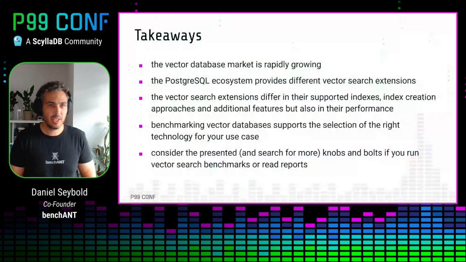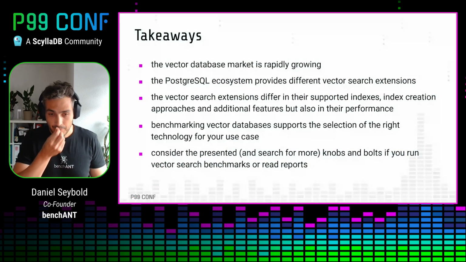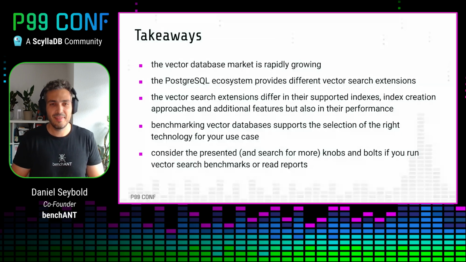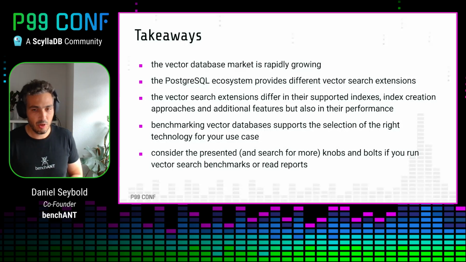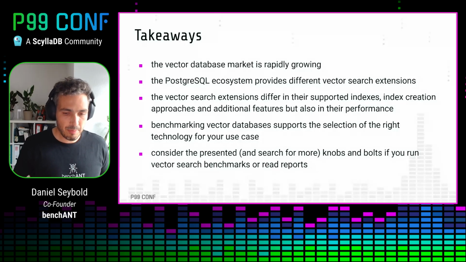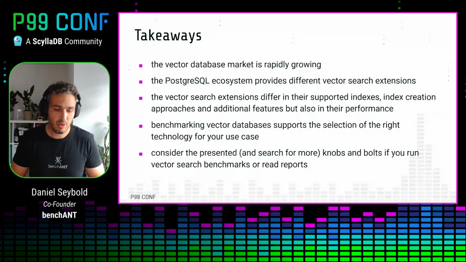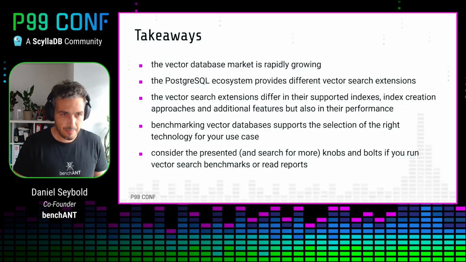The vector database market is comparably new, still evolving. The same goes for the ecosystem of Postgres with its extensions. And the vector search extensions are also still evolving and growing. They differ in their feature set, but also in their performance capabilities. And benchmarking, in general, but especially of vector databases and vector extensions, supports you in selecting the right technology for your performance-sensitive use case.